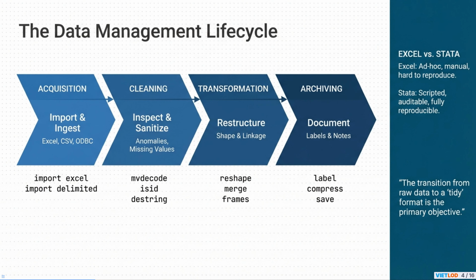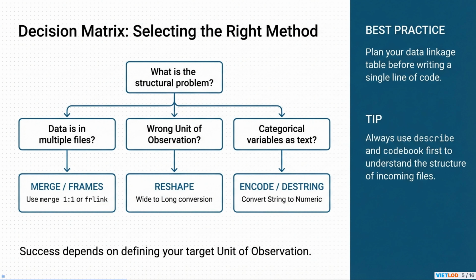Finally, archiving involves documenting our data. We add labels, notes, and save the clean dataset, ensuring it's understandable for future use. This is where Stata's scripted nature shines compared to manual tools like Excel. Excel is ad hoc, manual, and hard to reproduce, while Stata is scripted, auditable, and fully reproducible. As the slide states, the transition from raw data to a tidy format is the primary objective.